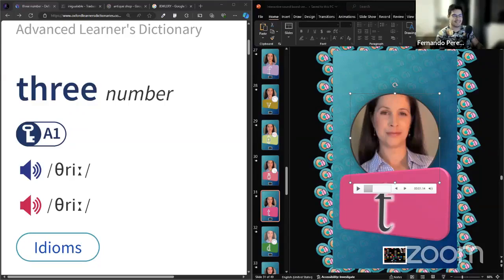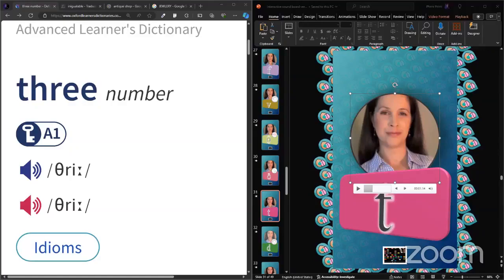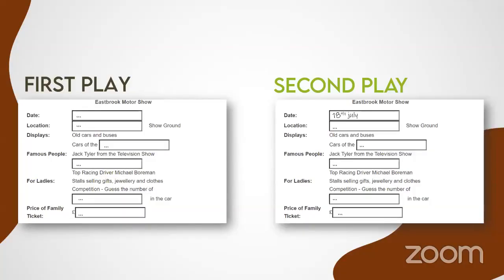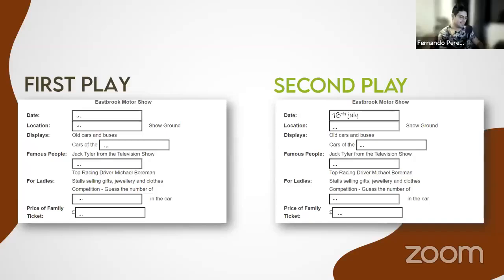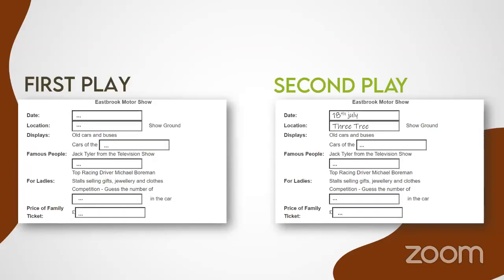Does it sound better now? 3, 3. Showground. Exactly. The 3-tree showground. Does it make sense? Okay. So with pronunciation, do you see that when you understand the difference, it is very, very clear in the audio? Oh yeah. That can help you.